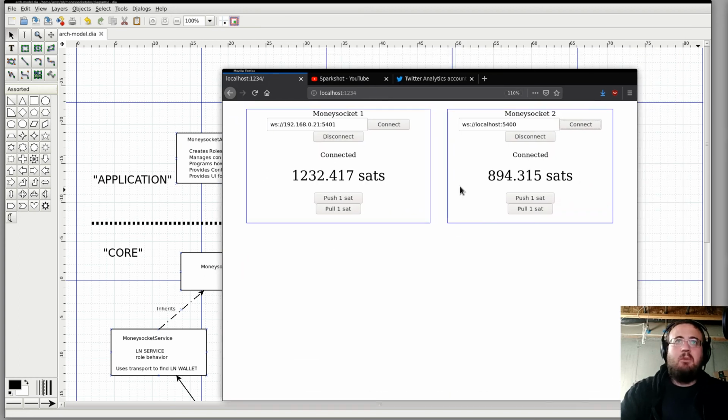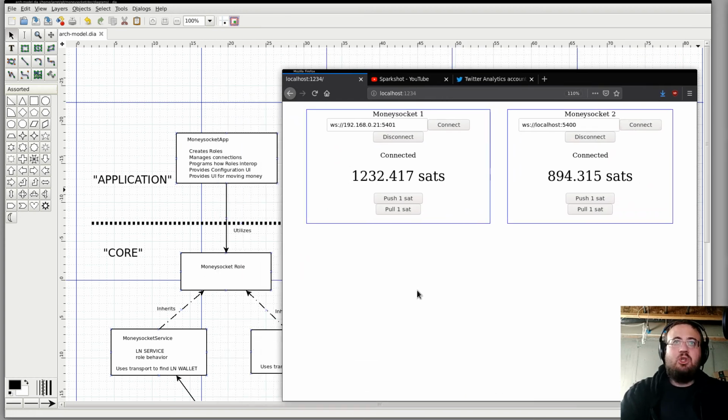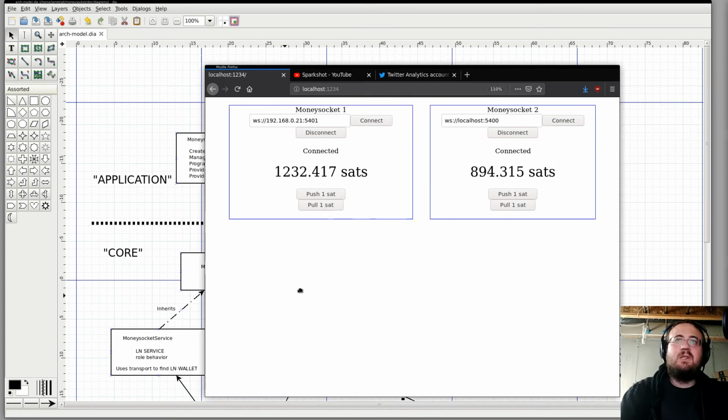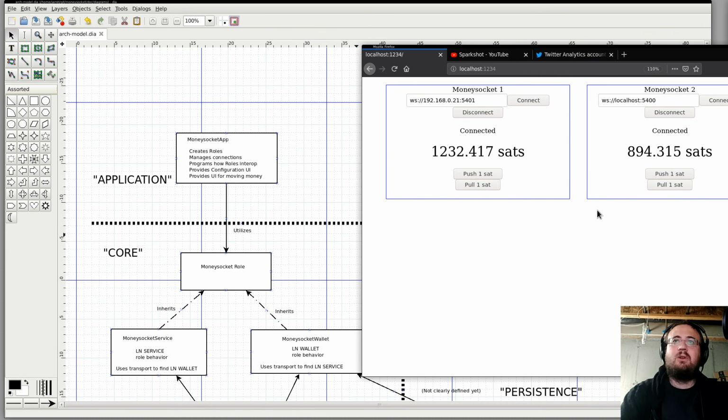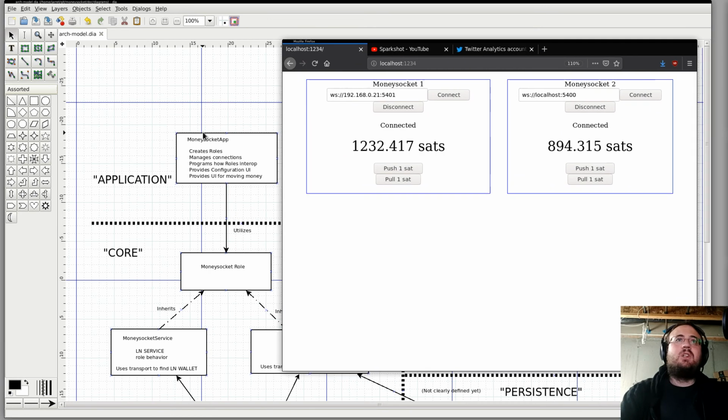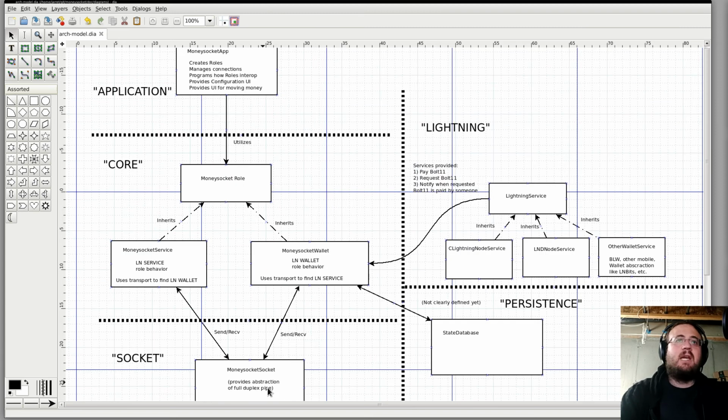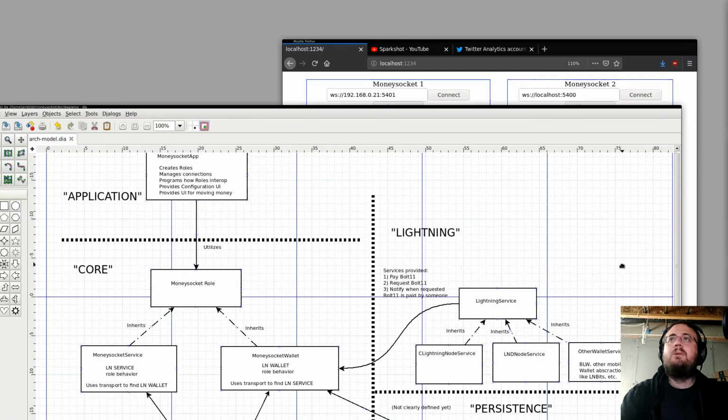So in the demo, I had this as an application example, just something that can move sats between two. So these each are service roles. So the wrappers of CLightning and LND are the wallets, and this in the window here in the JavaScript is a service. So this is one such application that's connecting. It's taking the role of service. It's got two of them. It's connecting over the transport to a wallet.